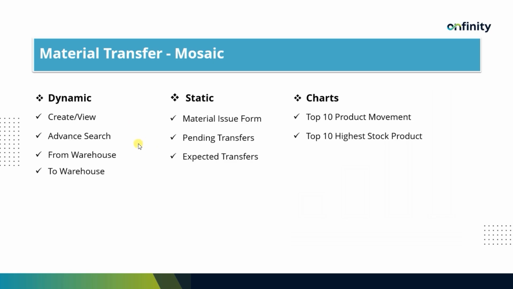The Advanced Search option allows us to search and filter records. Similarly, the From Warehouse and To Warehouse mosaics are also used for filtering the records. We also have the Statistics mosaics, which include the Material Issue Form to open the Material Issue Form, Pending Transfers and Expected Transfers, which allow us to create material transfers based on open requisitions. Lastly, we have analytical charts, such as the top 10 product movements and top 10 highest stock products, which help us analyze the records effectively.